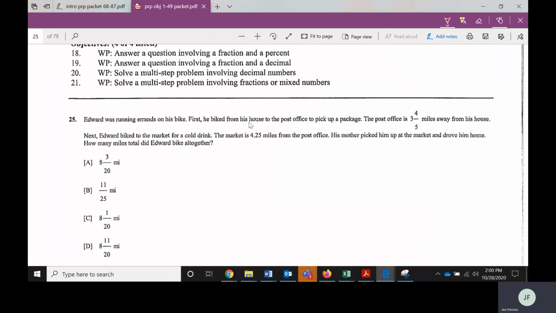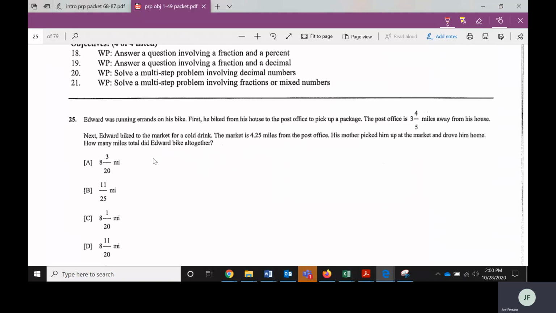Problem 25: he biked from his house to the post office to pick up a package. The post office is 3 4/5 miles away from his house. Next, he biked to the market for a cold drink. That is 4.25 miles from the post office. His mother picked him up at the market and drove him home, so you don't have to worry about going back. It says, how many miles did he bike altogether? So he biked 3 4/5 miles to get to the post office from his house, and then to get from the post office to the market, he did another 4.25.